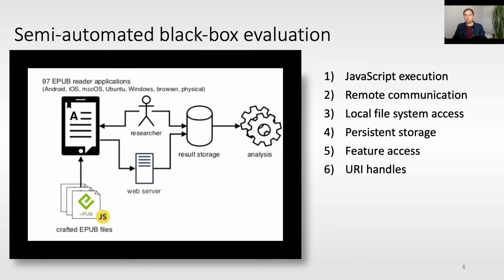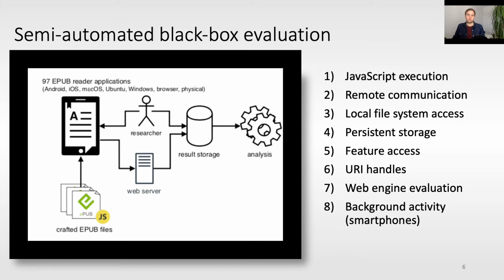If the reading system supports URI handles, this can be abused, for example, to initiate a phone call, send an email, or download a file. Here we try to open applications leveraging various handles. For each reading system, we identified the embedded web engine, leveraging a web engine fingerprinting technique. This way we checked whether the web engine was outdated and vulnerable.